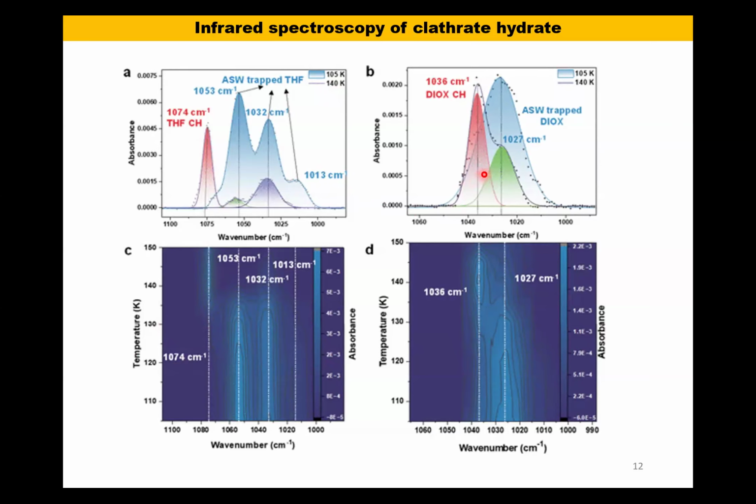In the case of the dioxane molecule also, you can see a new peak coming at 1036 centimeter inverse at 140 Kelvin, which is due to the dioxane clathrate hydrate. And this is the evolution. When we compare both IR and electron diffraction, we concluded that it is forming structure 2 clathrate hydrate, where the molecules THF and 1,3-dioxane are going into the large cages of the clathrate hydrate.